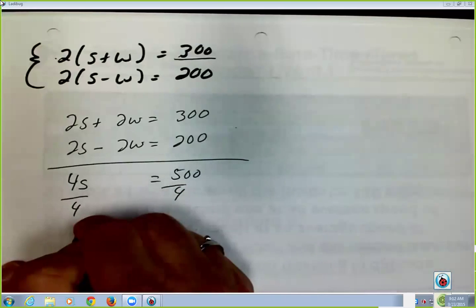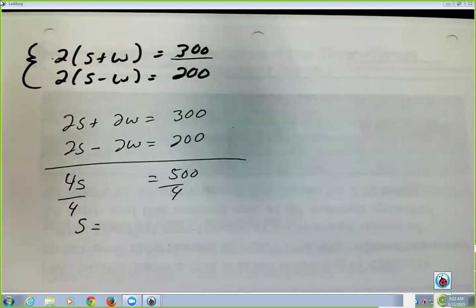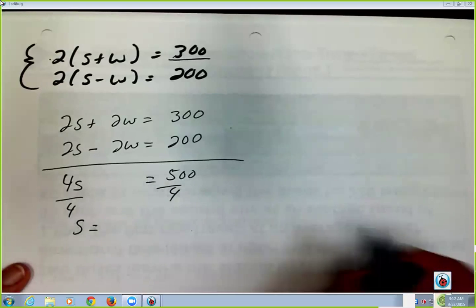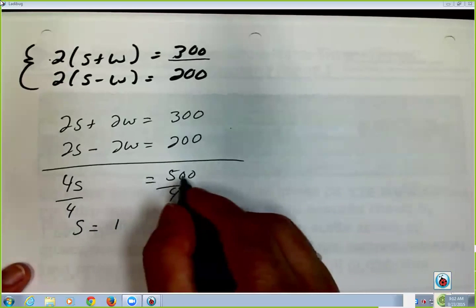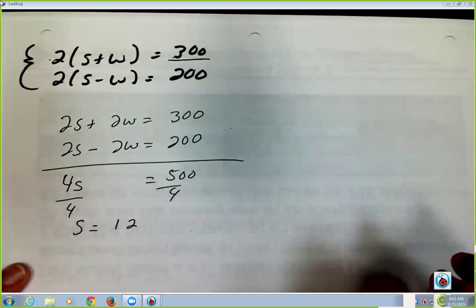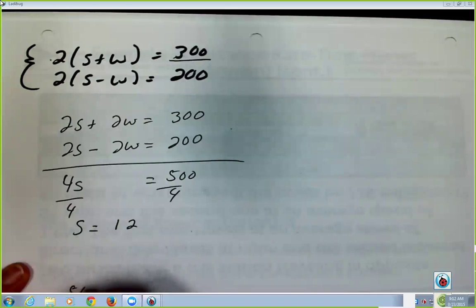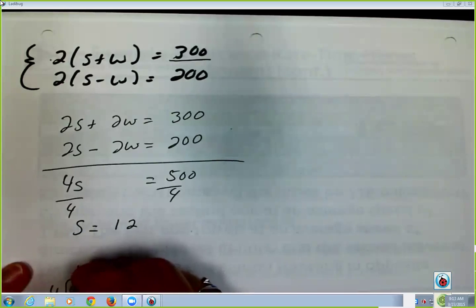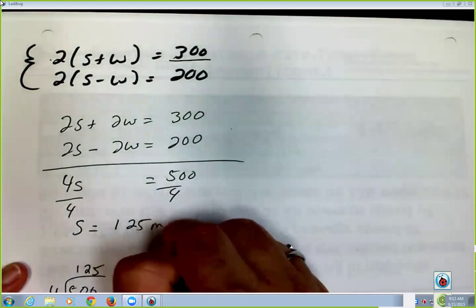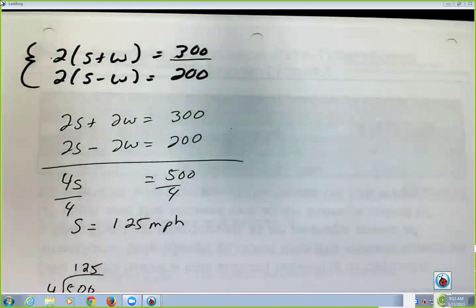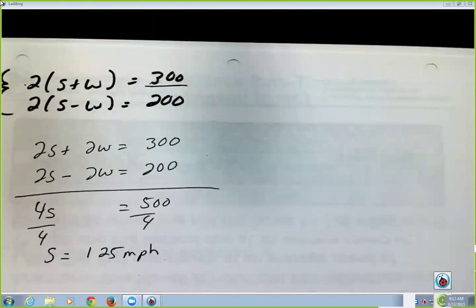Divide by 4. So I'll find out that s is equal to, 4 goes into 500, what, am I doing something wrong? I better take it over here. 500 divided by 4 is 125 miles per hour. That is s. So what was s? The speed of the plane. And now we need to find out how fast that wind is blowing.